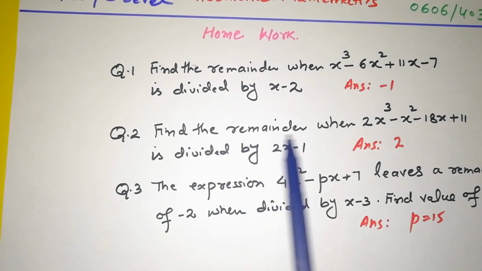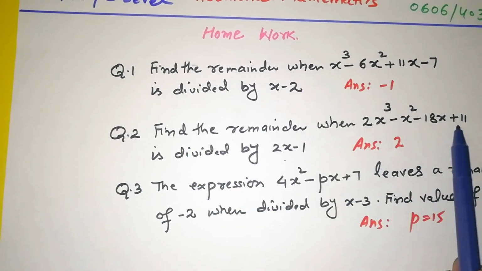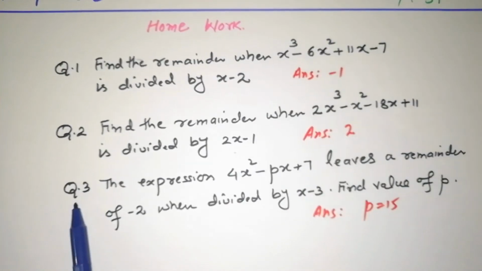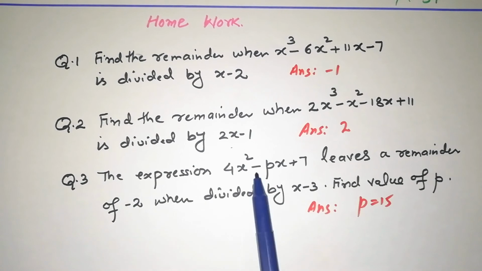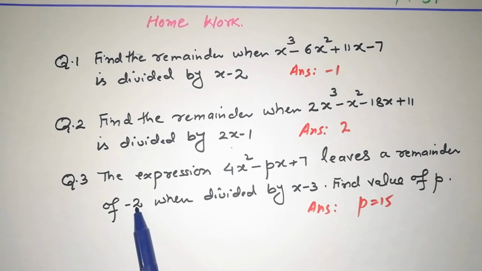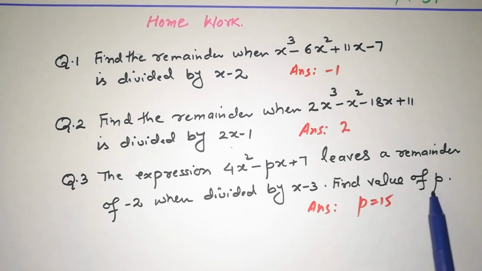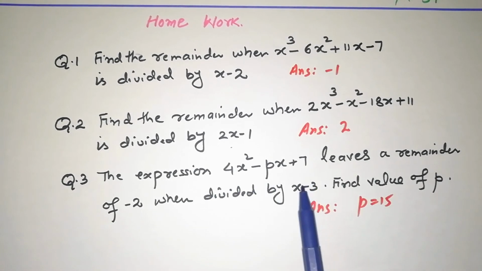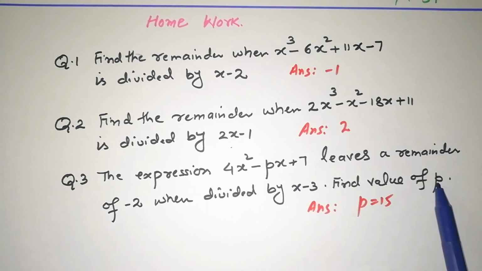Second question, find the remainder when the given polynomial is divided by 2x minus 1. And third question, you see students, is the expression, this is a second degree polynomial, leaves a remainder of minus 2 when divided by x minus 3, find the value of p. Students, this is just like the question we solved last, before it, where we calculated the value of c. This is a similar question. So students, these questions are for you, for your homework.